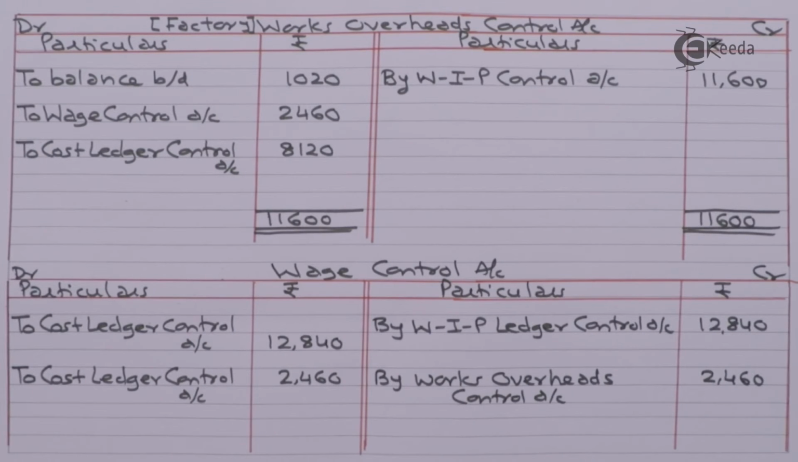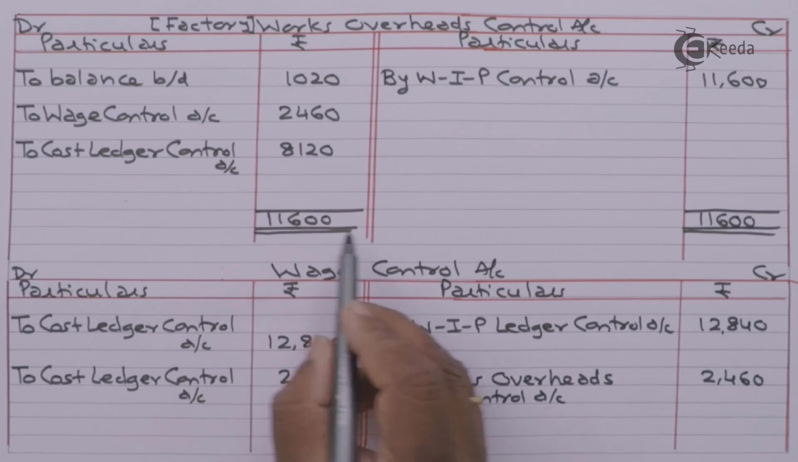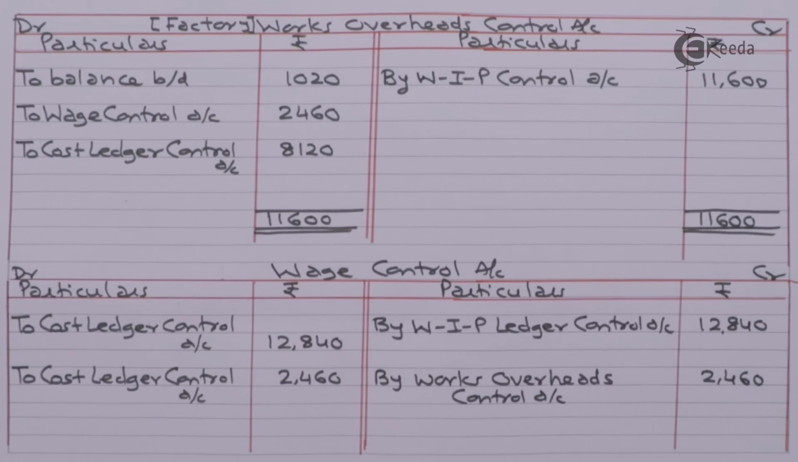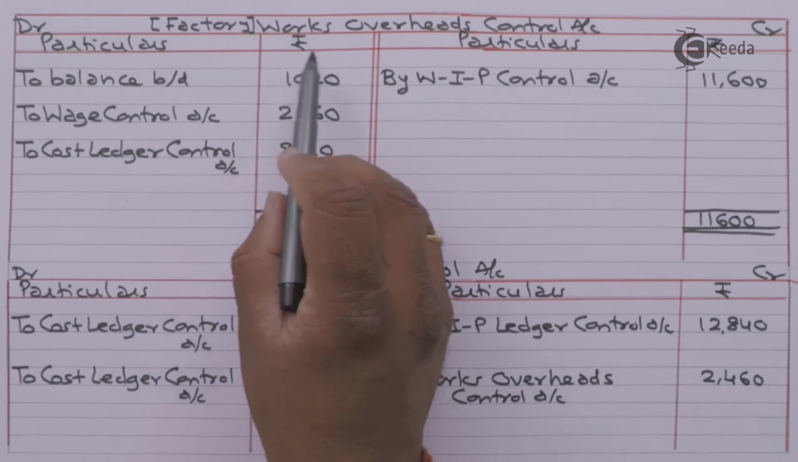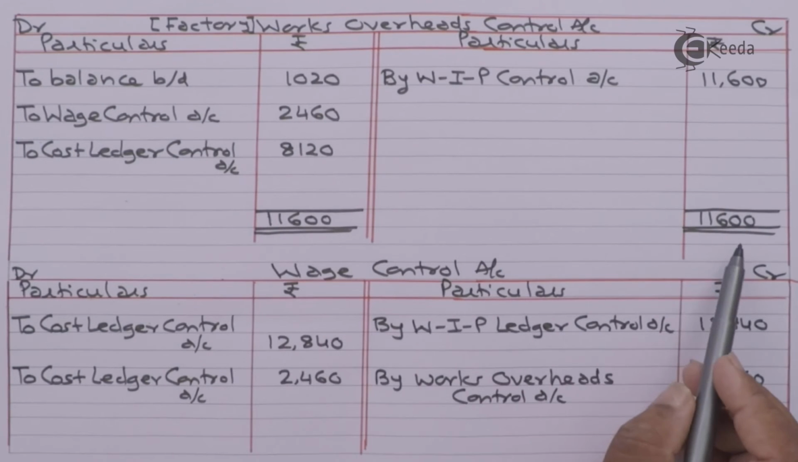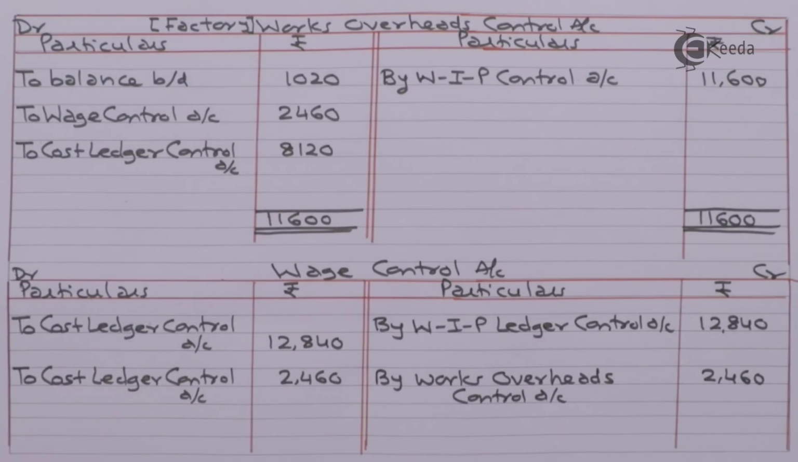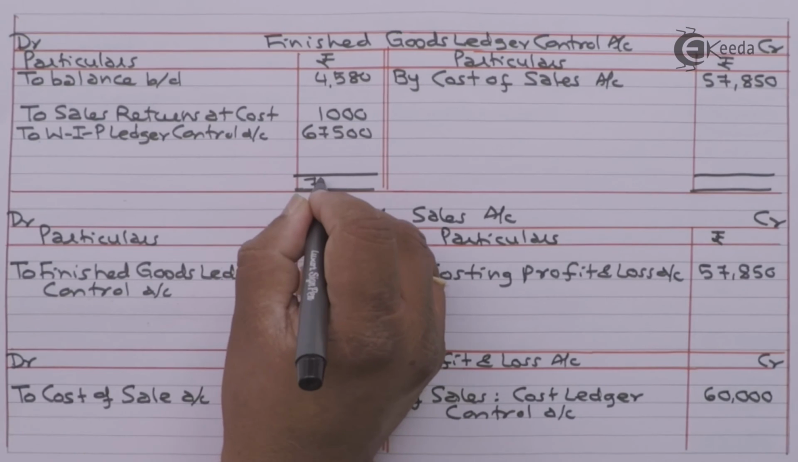Factory overheads control account. It's tallying, 11,600 on both sides. It means there is no under recovery and no over recovery of works overheads. Wage control account is closed. Total is 15,300.